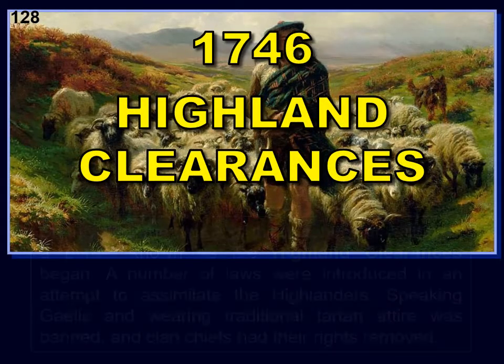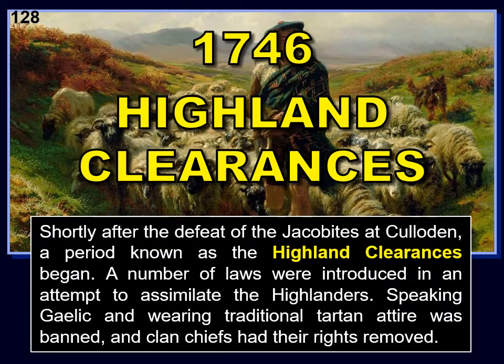Shortly after the defeat of the Jacobites at Culloden, a period known as the Highland Clearances began. A number of laws were introduced in an attempt to assimilate the Highlanders. Speaking Gaelic and wearing traditional tartan attire was banned, and clan chiefs had their rights removed.